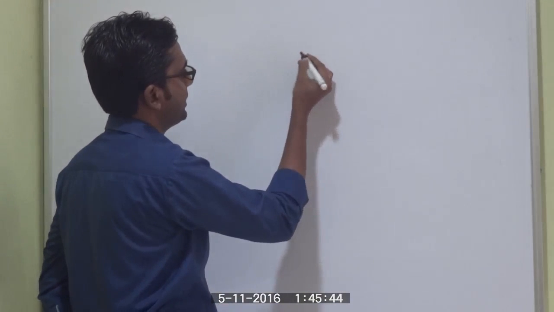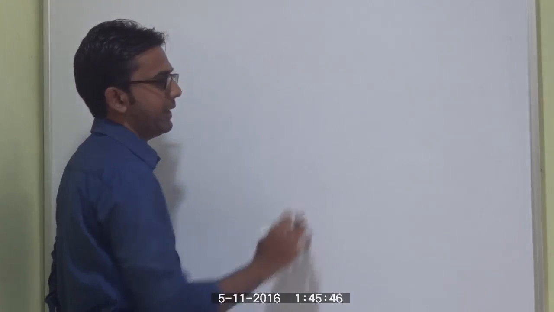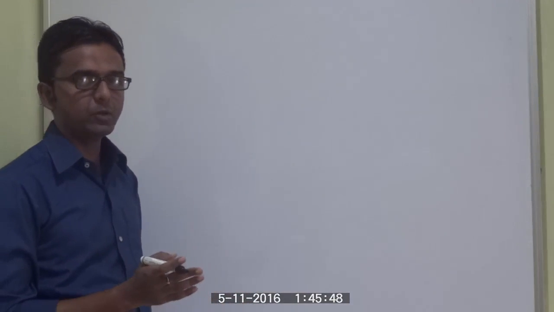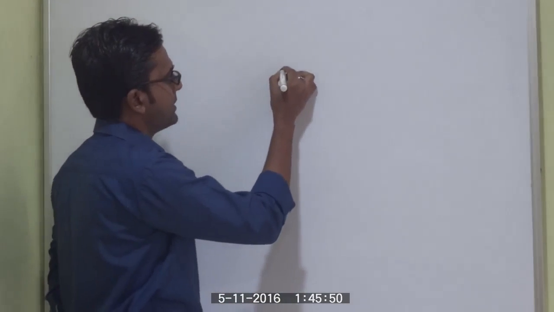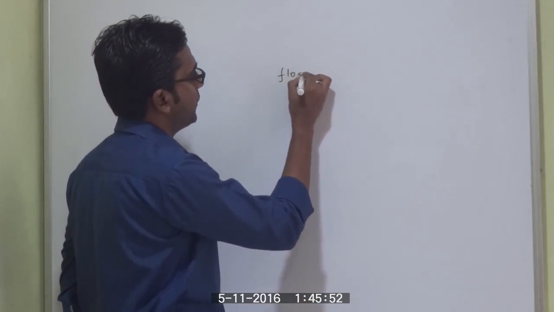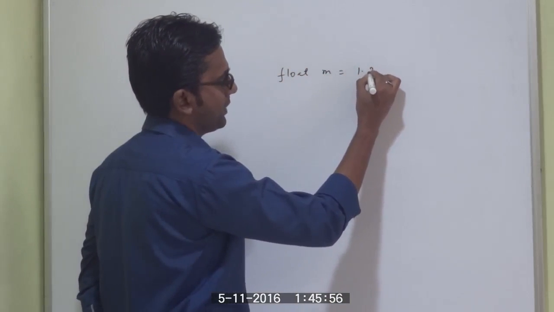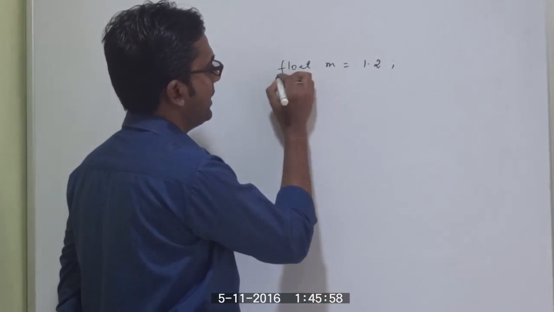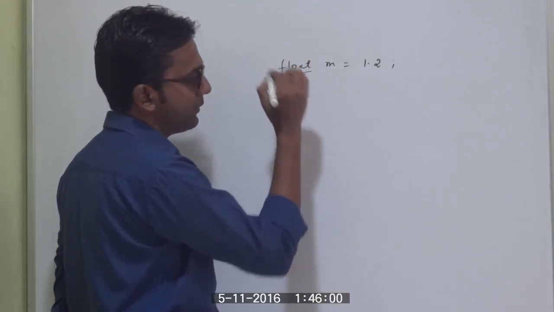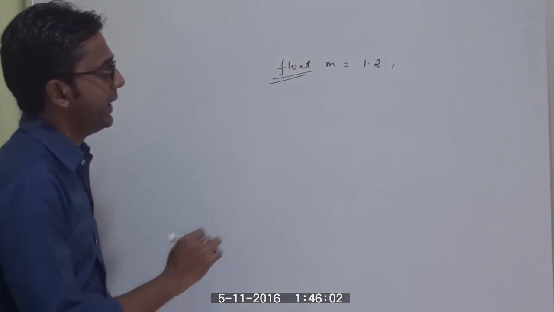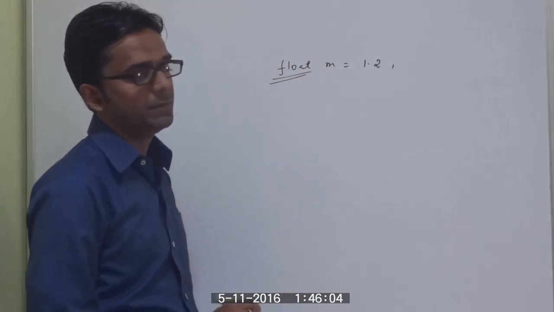Floating literals means what? If you want to store any fractional number, then we can go for the floating data types. Suppose I am writing float m equals to 1.2. This is a fractional number. That's why which data type have I used? I have used the float data type. Now, if you are writing like this, your compiler will generate an error.